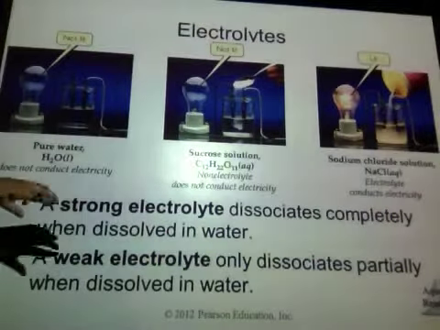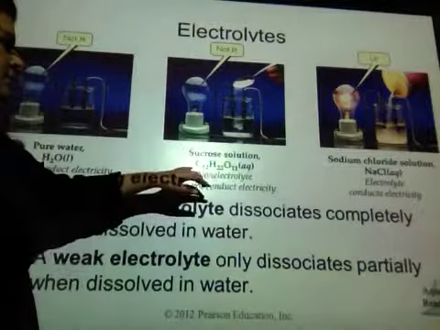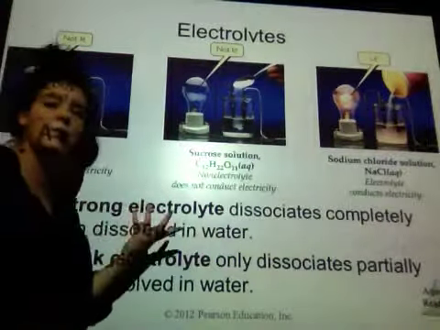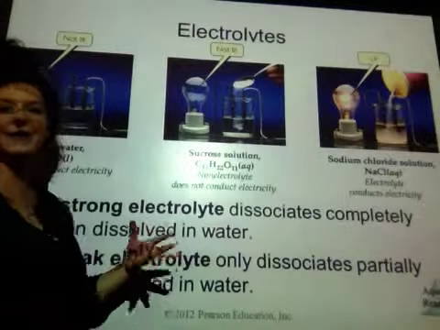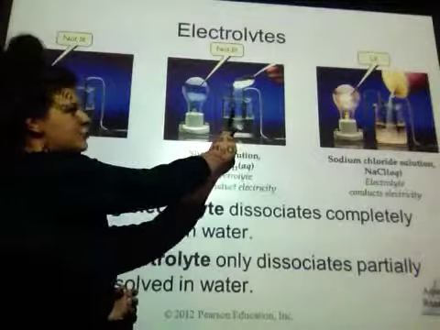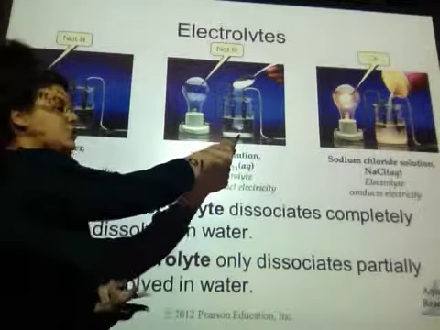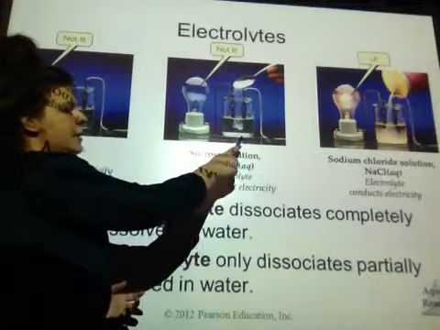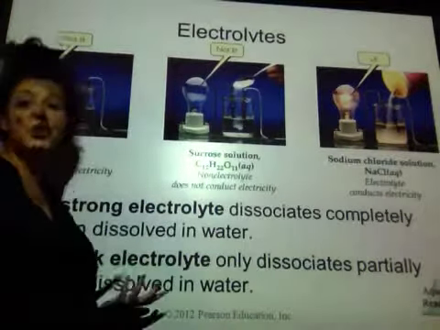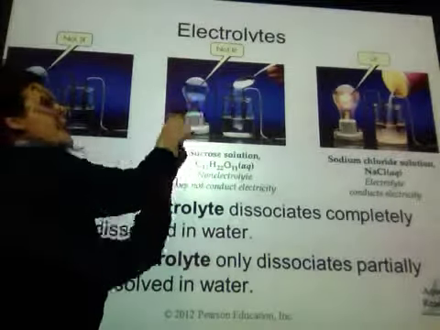Let's just look at sucrose here. Sucrose, C12H22O11, is a non-electrolyte. A way that we know this is that it doesn't dissociate into ions. When I have these electrodes connected to this light bulb, and I add sucrose into water and try to get it to dissolve, it won't dissolve into ions. Because it doesn't dissolve into ions, I don't get any type of light.